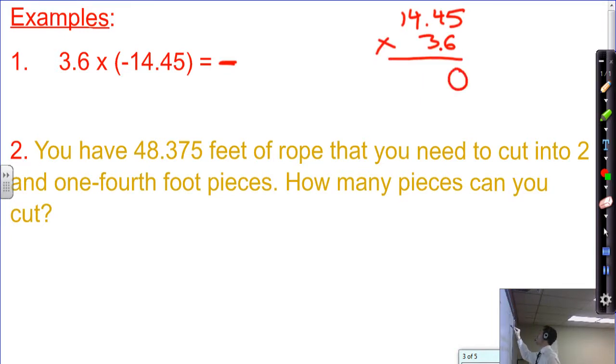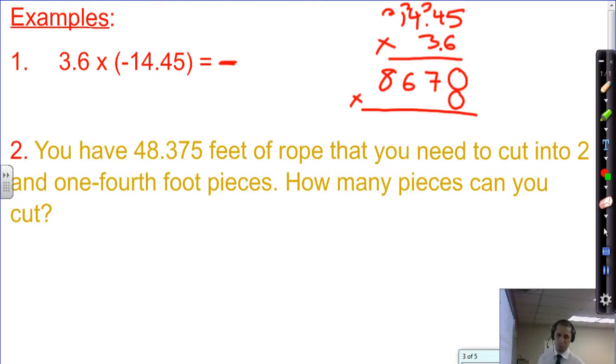6 times 5 is 30. 6 times 4 is 24 plus 3 is 27. 6 times 4 is 24 plus 2 is 26. 6 times 1 is 6 plus 2 is 8. Bring down a placeholder 0 because we're ignoring these decimals to start.